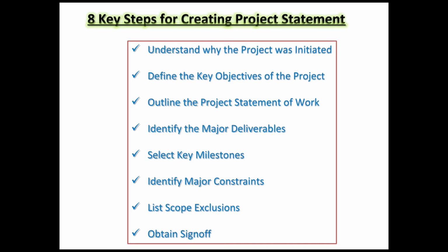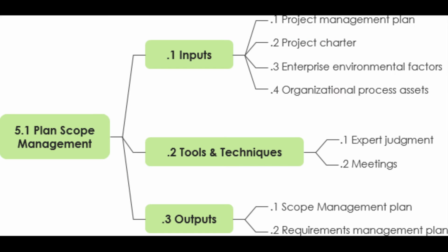In the scope statement, there are 8 key steps to develop a project scope statement. They are: understand why the project was initiated, define the key objectives of the project, outline the project statement of work, identify major deliverables, select key milestones, identify major constraints, list scope exclusions, and obtain sign off. Tools and techniques are expert judgment and decomposition. Outputs are scope baseline and project document updates.